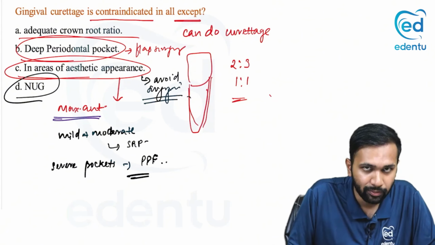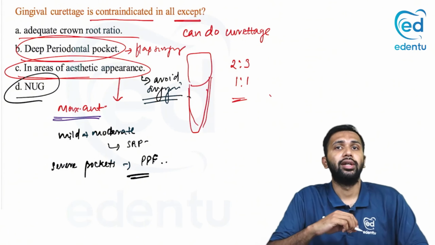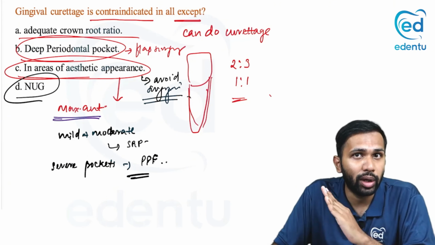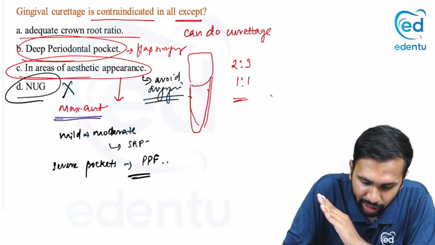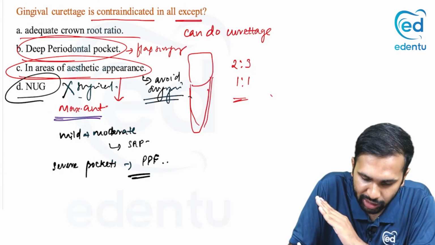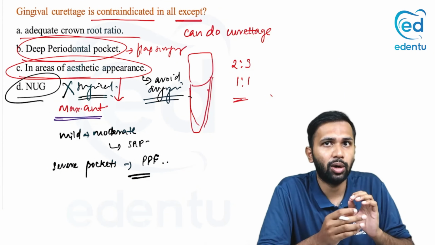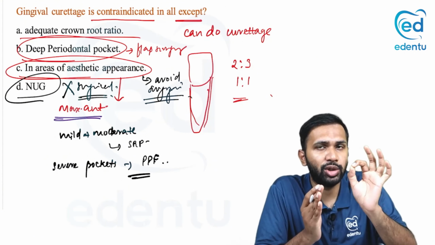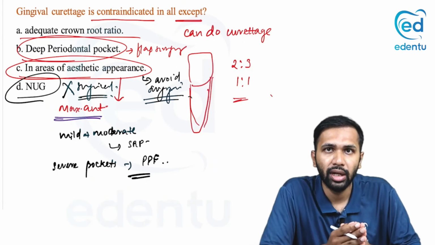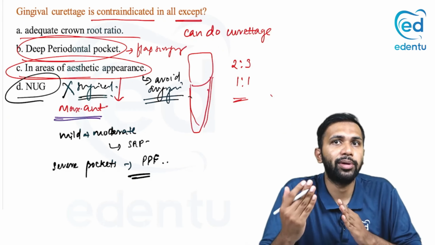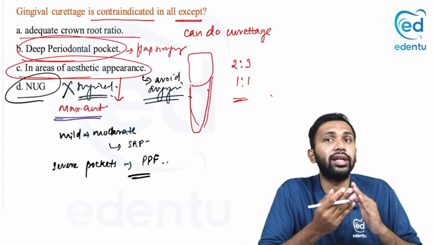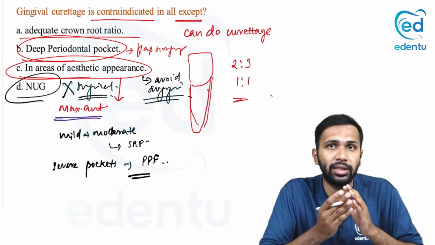NUG is an acute condition. So in NUG, in the acute phase of the disease, you never do any surgical procedures. The maximum you can do is take a cotton swab, dip it in LA and hydrogen peroxide, dab the pseudomembrane, remove the necrotic tissue, irrigate the pocket, and give the patient antibiotics. A superficial scaling is done. When the acute phase is subsiding, you can do a proper scaling.